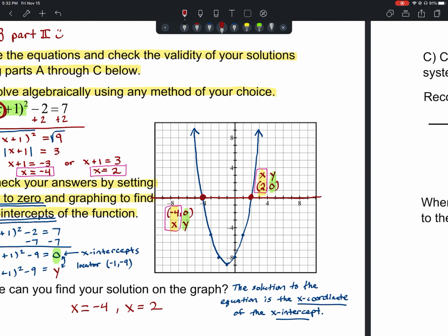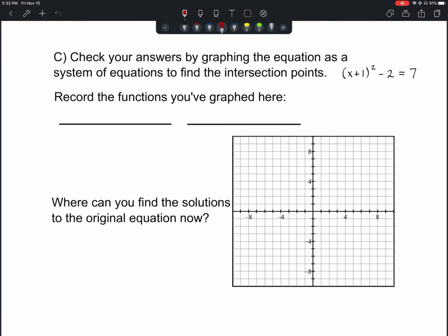All right, let's look at a second way for either solving it by graphing or checking your answer. Letter C states, check your answers by graphing the equation as a system of equations to find the intersection points. So now we're going to graph it as a system, and we're going to find the intersection points. This is our second method for solving or checking by graphing. So the first one, we got it equal to 0. We graphed it and found the x-intercepts.